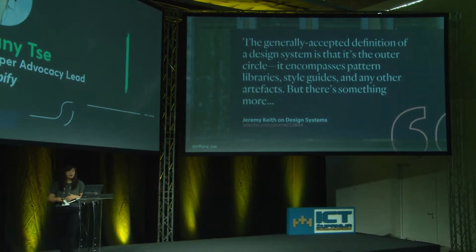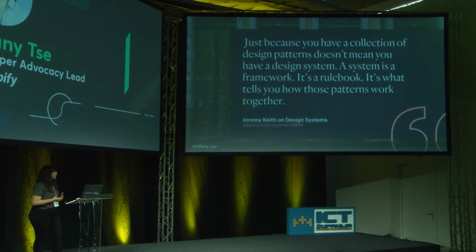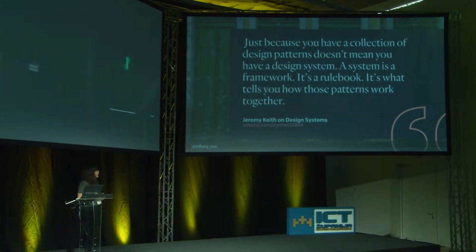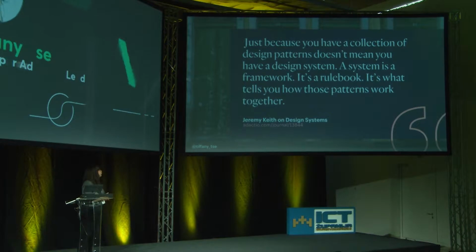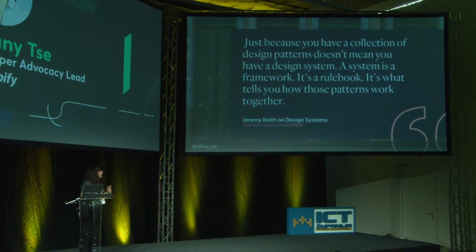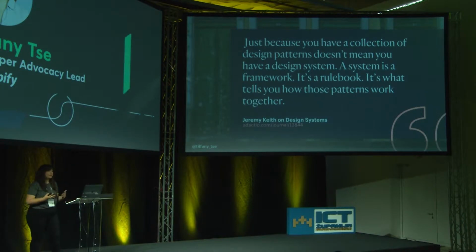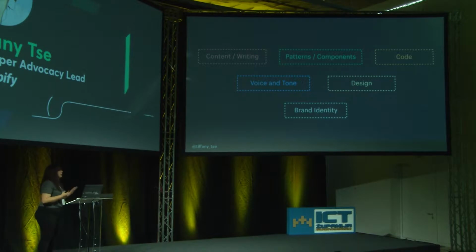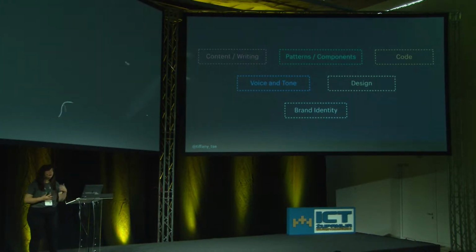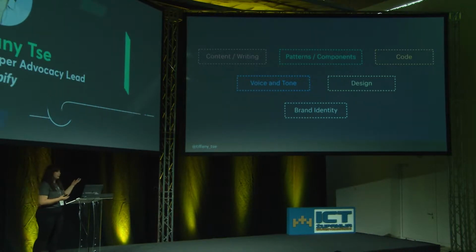But there's something more. Just because you have a collection of design patterns doesn't mean that you have a design system. A system is a framework, right? It's a rule book. It's what tells you how those patterns work together. And so a system isn't effective unless those things are working together. And a design system can encompass and exist in a variety of forms and may include some, all, or just a few of these, right?